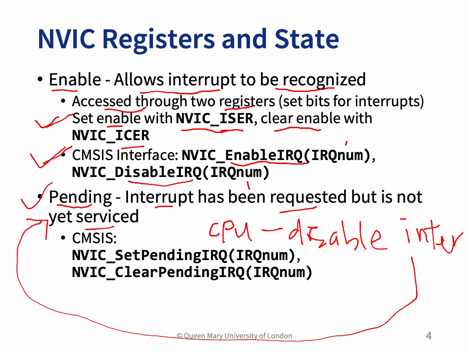In the CMSIS interface, it's very straightforward. You can just use set pending IRQ corresponding to which IRQ number for the interrupt. Then clear pending IRQ to determine which IRQ number for the clearing pending mechanism.